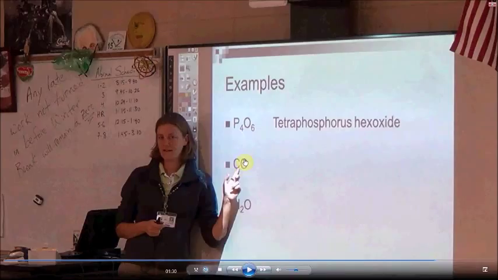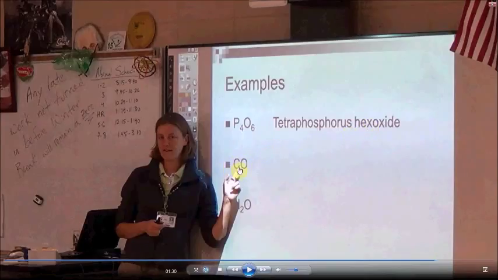And here's a good example as to why we need these prefixes. We didn't need them in ionic bonding because there was only one way the metal would bond with a non-metal. But there are multiple ways here that carbon and oxygen would bond. You know the example CO2. CO2, well, we exhale carbon dioxide. Well, if I want to indicate there's a bond between carbons and oxygens, it's not automatically going to be CO, it's not automatically going to be CO2. I have to tell somebody with these prefixes what exactly it is.